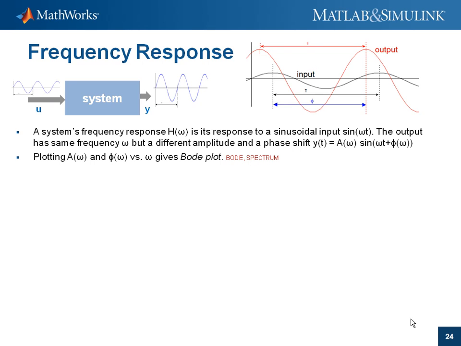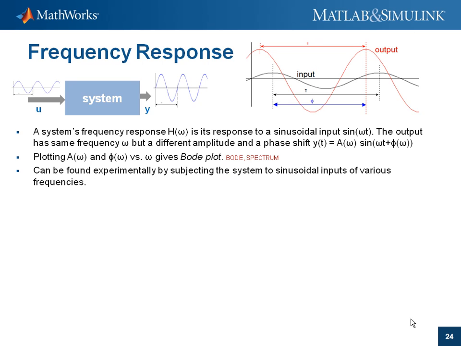The frequency response is the system's response to sinusoidal inputs. If we apply a sinus function with a certain frequency omega as input to a linear system, the output will also be a sinusoid of that same frequency, but with different amplitude and phase shift. This amplitude change and phase shift is a function of frequency, is the system's frequency response, and plotting these two quantities as a function of frequency gives the Bode plot for the system.